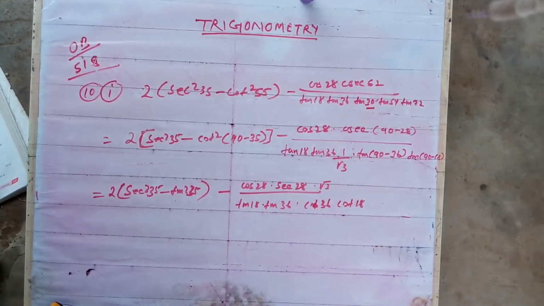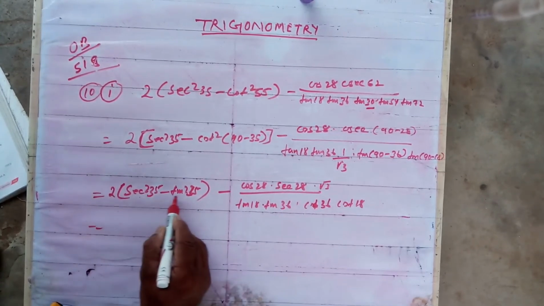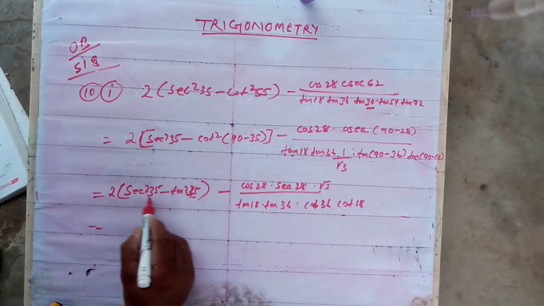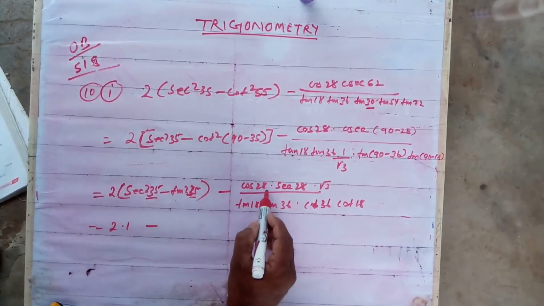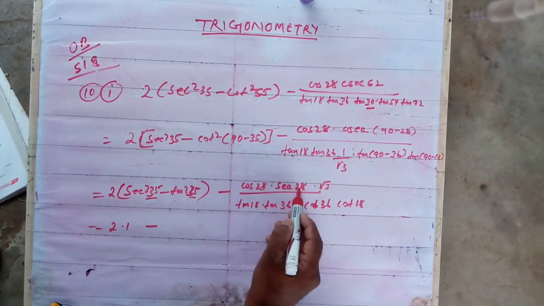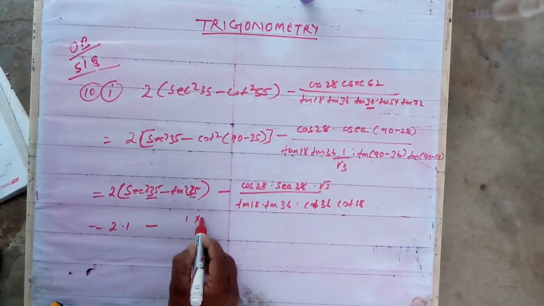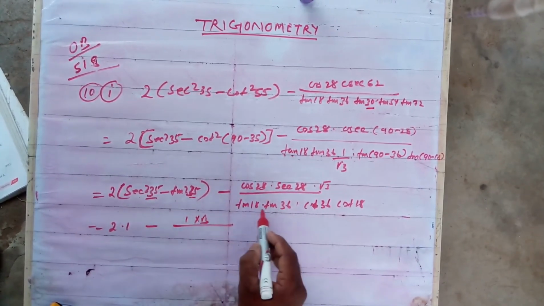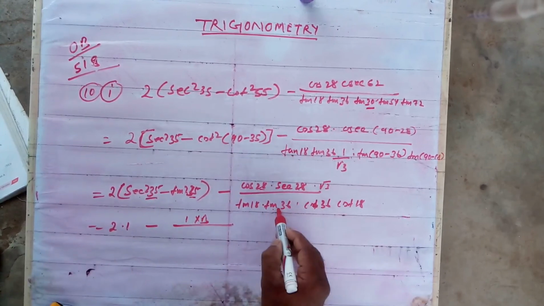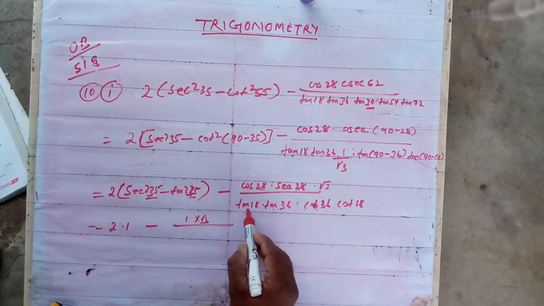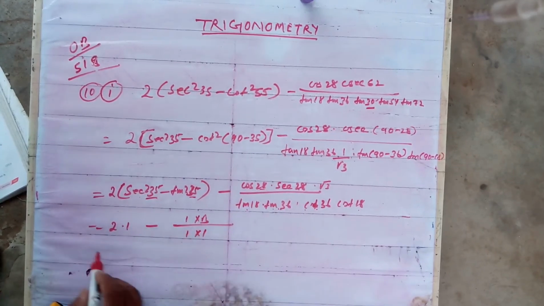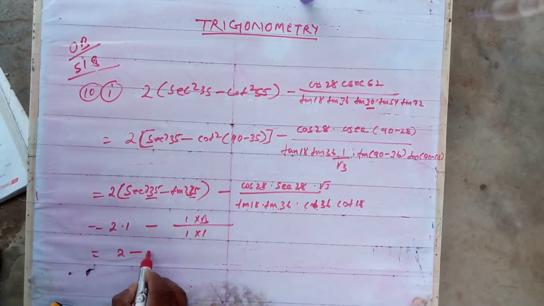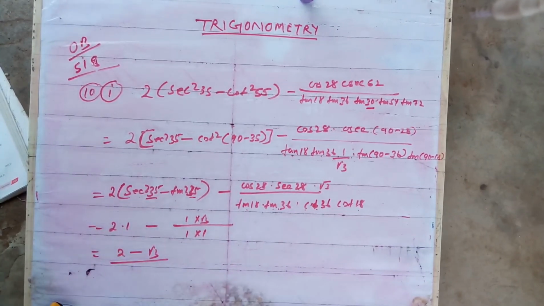Clear? So sec square 35 minus tan square 35, angle is same, so that is 1. 2 into 1 minus cos 28 into sec 28, that is also 1. Into root 3 down: tan 36 cot 36 is 1, tan 18 cot 18 is 1, so 1 into 1. So the answer is 2 minus root 3. Hope I am clear.